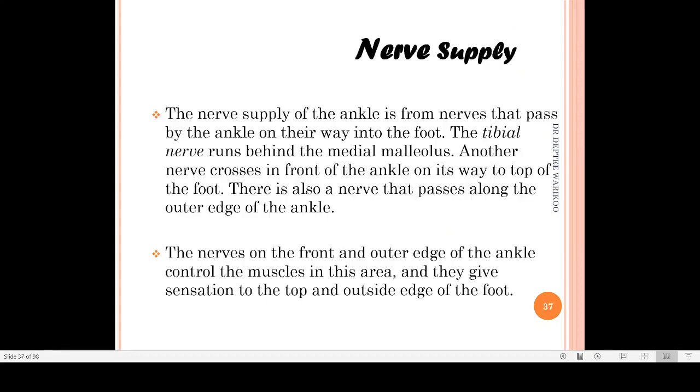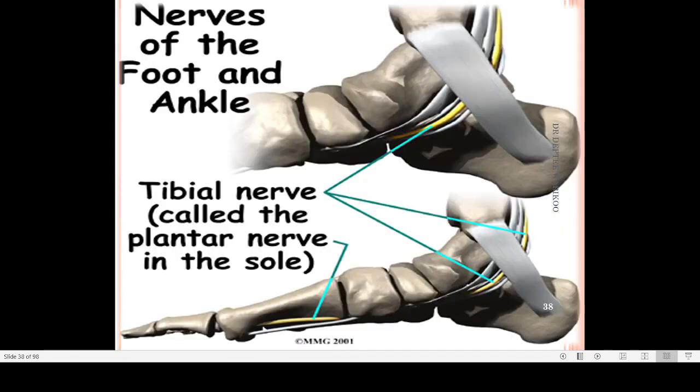Now the nerve supply. The nerve supply of the ankle is from nerves that pass by the ankle on their way into the foot. The main one is the tibial nerve, which runs behind the medial malleolus. Another nerve crosses in front of the ankle on its way to the top of the foot. There is also a nerve that passes along the outer edge of the ankle, which we could see right now in the diagram.